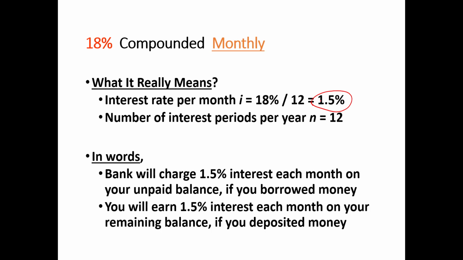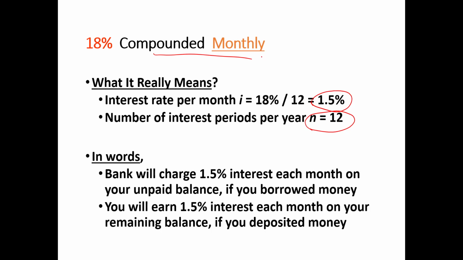Number of interest periods per year is equal to 12. Now, the bank will charge 1.5% interest each month on your unpaid balance. If you borrow money, you pay it; if you deposit money, you will earn 1.5% interest each month on your remaining balance. But remember, since it's compounded monthly, newly earned interest will generate more interest. So that's why the compounding period matters.